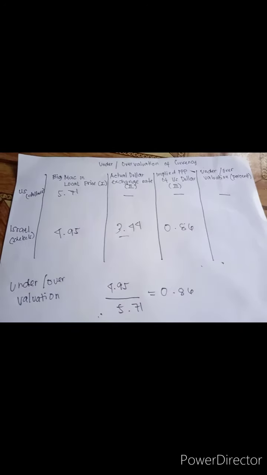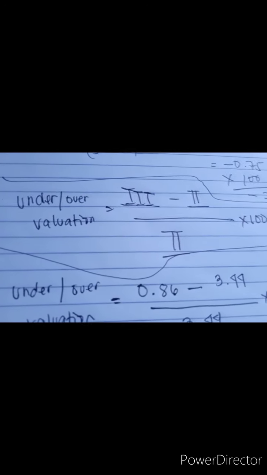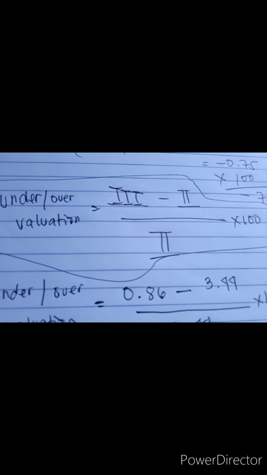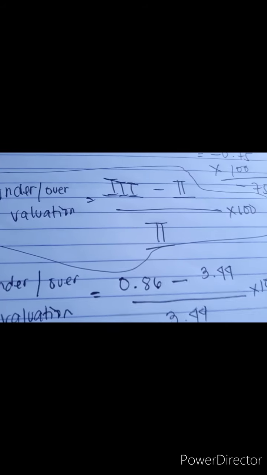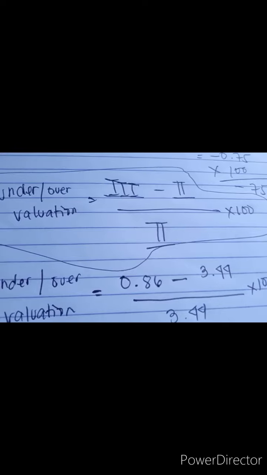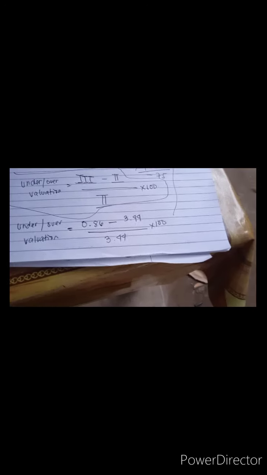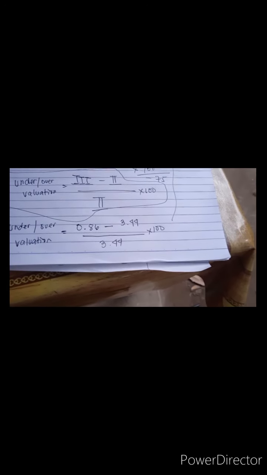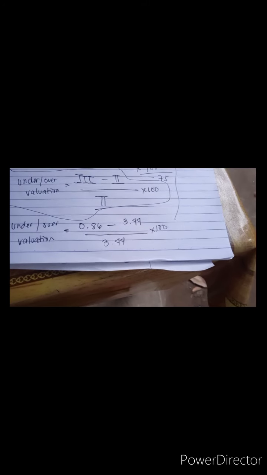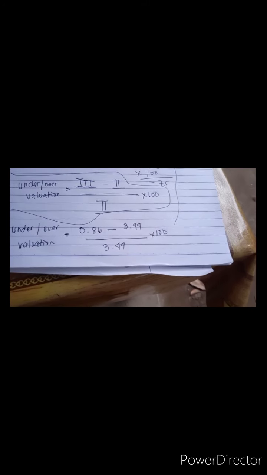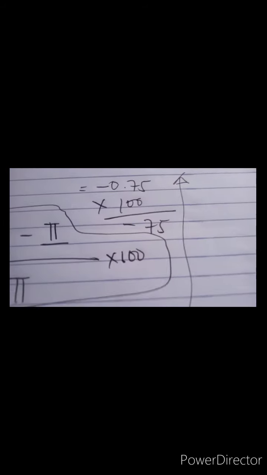So the formula for getting the overvaluation percent of Israel is this. Under or overvaluation is equal to the third column minus the second column, divided by the second column, times 100. So 0.86 minus 3.44, divided by 3.44, times 100, is equal to negative 75.